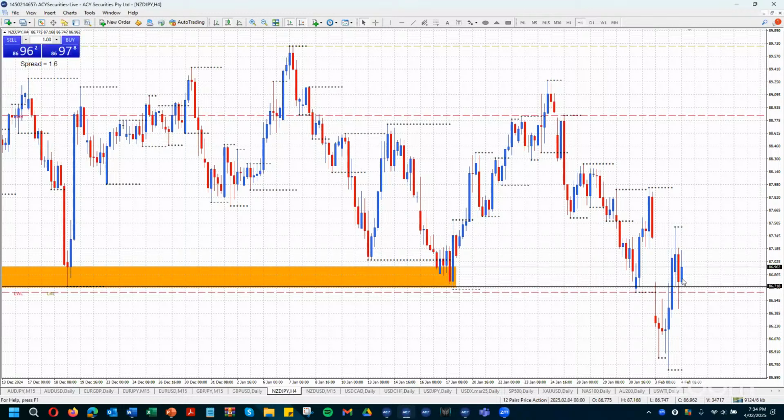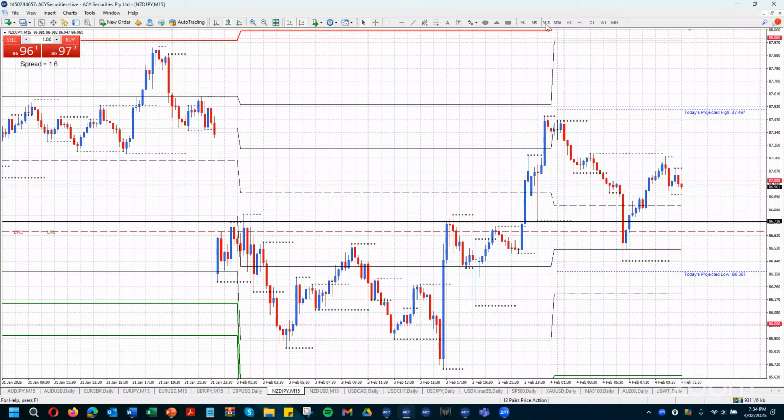This 4-hour candle has been 1 or 2 pips short of that level. So I would watch 86.71 for support still. If it can revisit, great. If it can't, you may have missed the best opportunity.